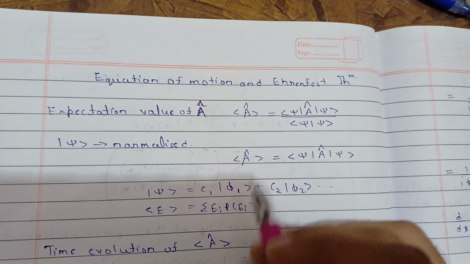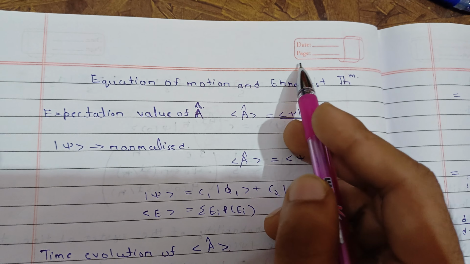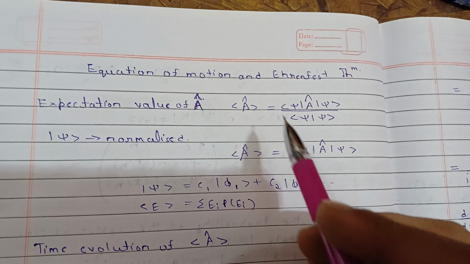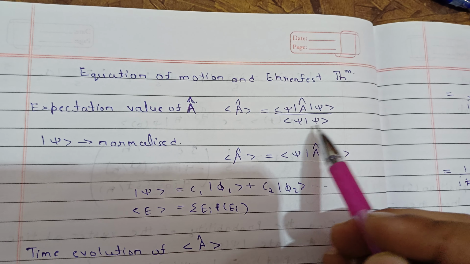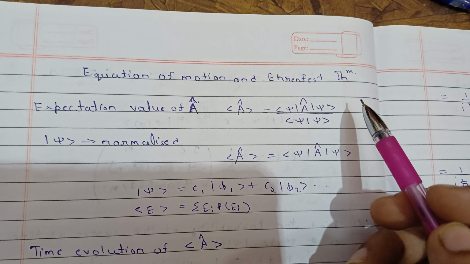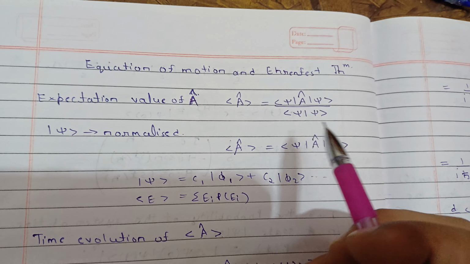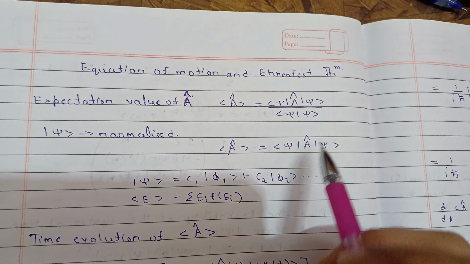So in this we will study how our expectation value evolves with time. So expectation value of any operator A is given by psi A psi divided by psi psi. So this is a general formula, but in general case we have this denominator as equal to 1. So when the wave function is normalized, this will be 1. So it will be given by simply this formula.